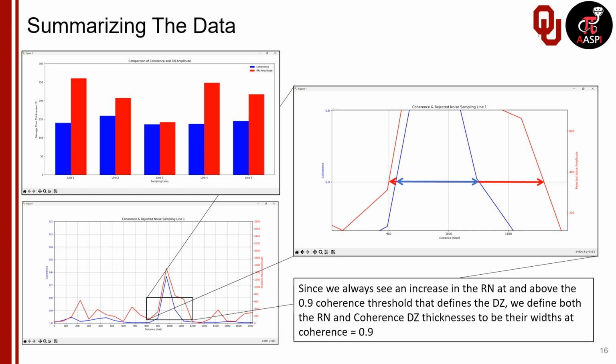And based off of that interpretation, the rejected noise amplitudes in that bar graph in red in the top left modeled thicker damage zones than the coherence did for every single line, which is again interesting to take into consideration, that possibly the noise is picking up on these smaller fractures better than the coherence is.